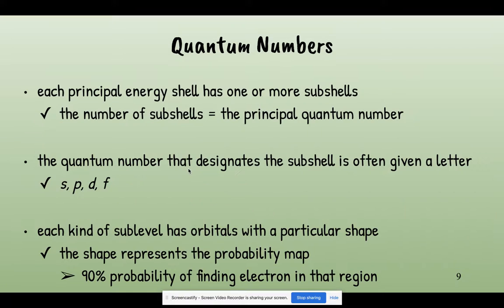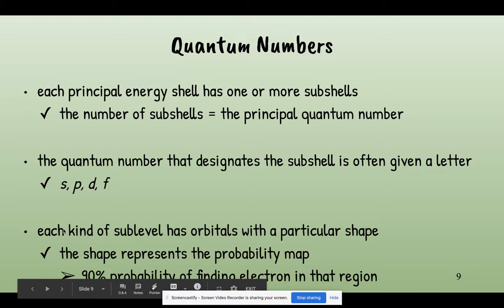Those subshells are given a letter. Sorry, that's my child's toy going off randomly, if you can hear that. They're given a letter, either S, P, D, or F, and that's based on mathematical names. I can never remember what they are. All you need to worry about is the letters S, P, D, and F.